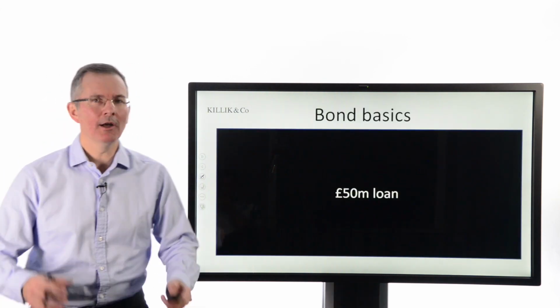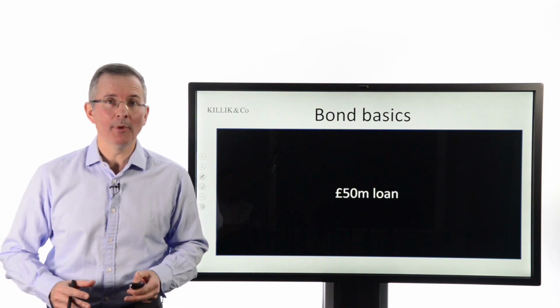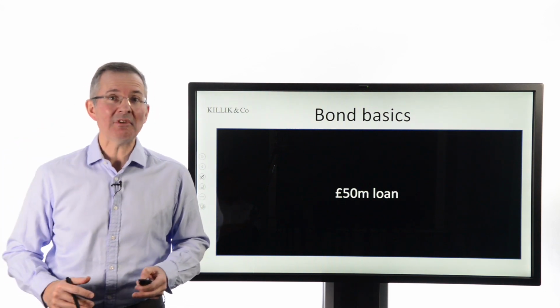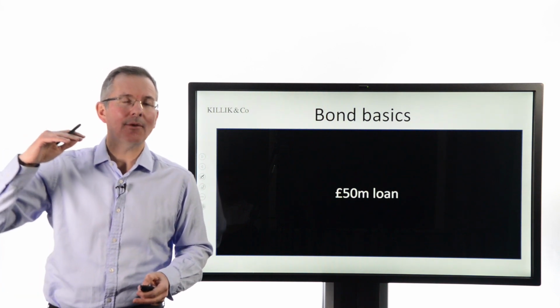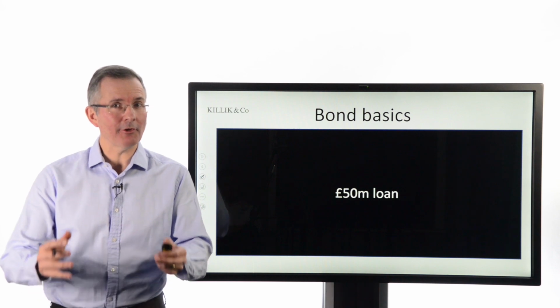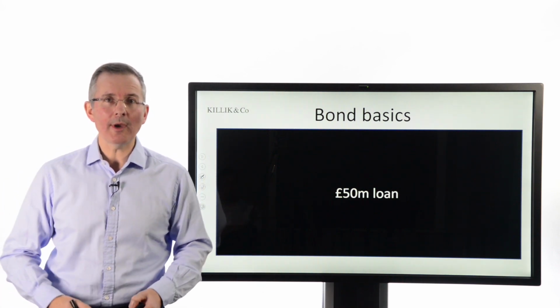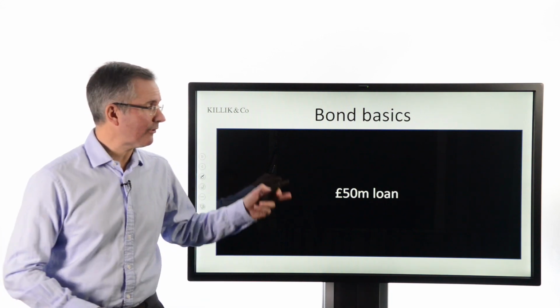Okay, so a reminder, bond basics. Now bonds can be issued by governments looking to solve the problem, which is that income from tax is often less than what they want to spend on health, defence and so on. So the difference is borrowed by way of an IOU called a gilt. Companies also issue bonds as an alternative to a standard loan.